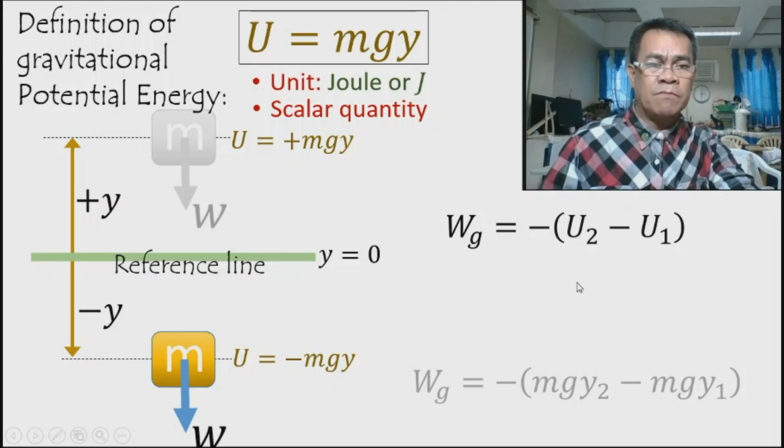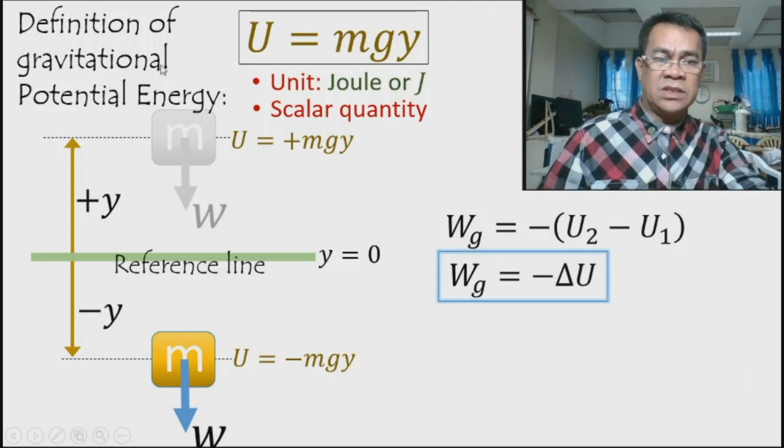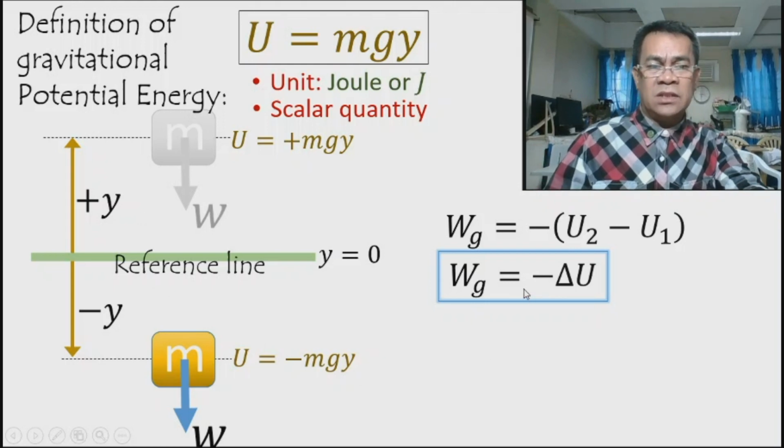In physics, final minus initial, or in mathematics, is a kind of change. So therefore, we can say that the work done by gravity is a negative change in gravitational potential energy. Okay, so what's the use of this? The use of this is we can calculate the work done by gravity if we have the change in gravitational potential energy. And change means final potential energy minus initial.